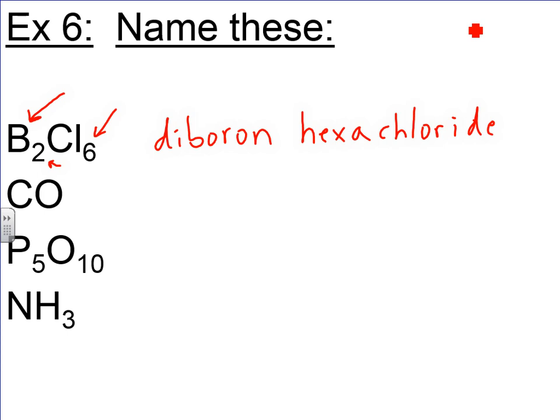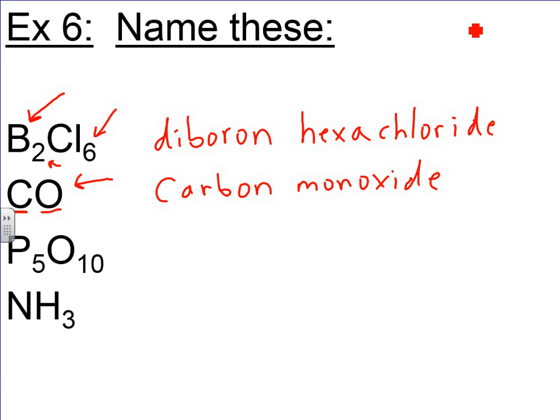Alright, how about CO? Now, we don't use the prefix for the first one, so we just say carbon. But we do use the prefix for the second one, so we say monoxide. Carbon monoxide. It's a very interesting compound, actually a poison, and carbon monoxide poisoning is prevented by having a carbon monoxide detector in your home at all times, so make sure you obtain one.